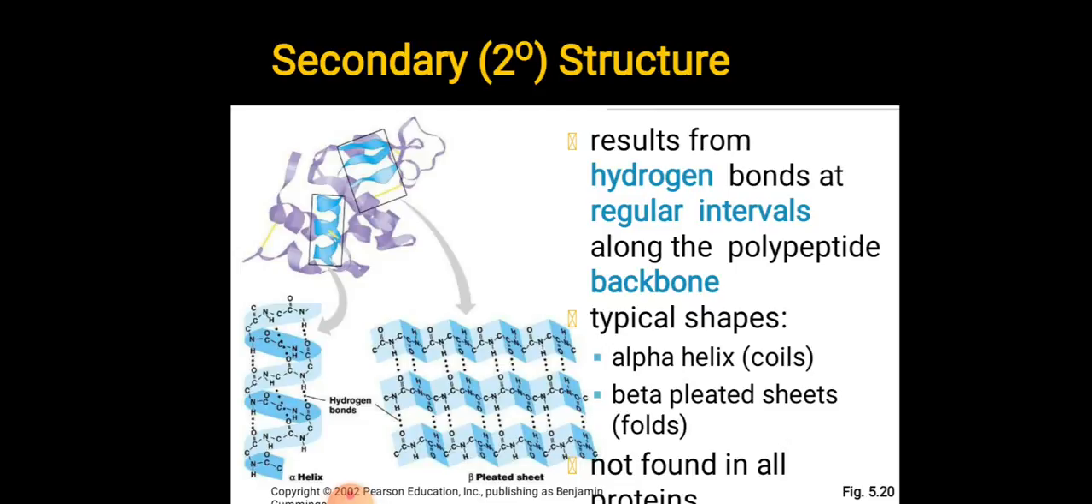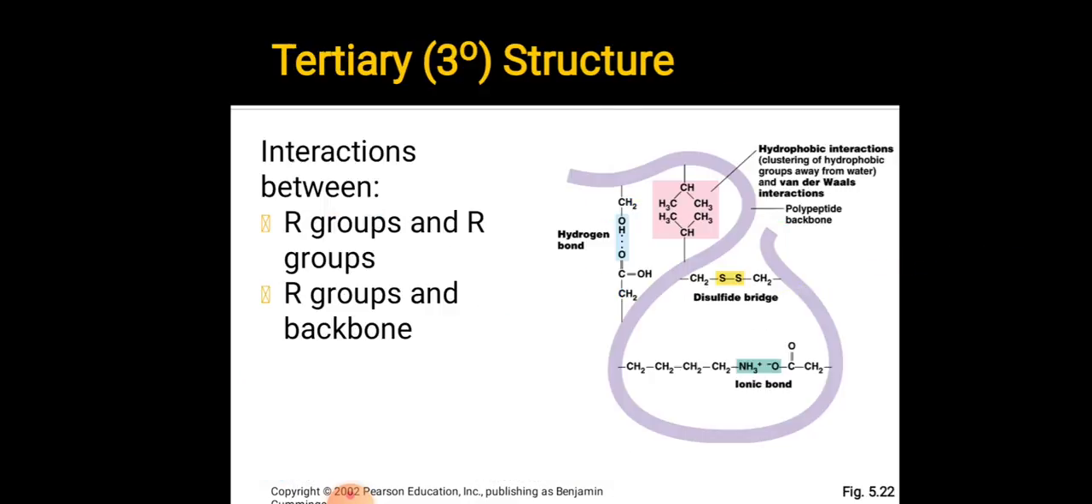Secondary structure results from hydrogen bonds at regular intervals along the polypeptide backbone. Typical shapes: alpha helix coils and beta pleated sheets, folds not found in all proteins. Tertiary structure: interaction between R groups, and R groups and the backbone.